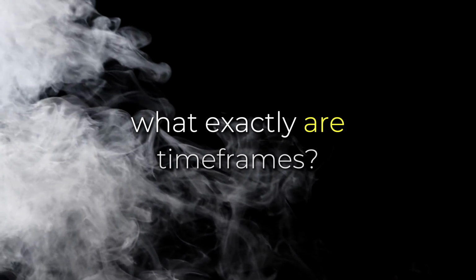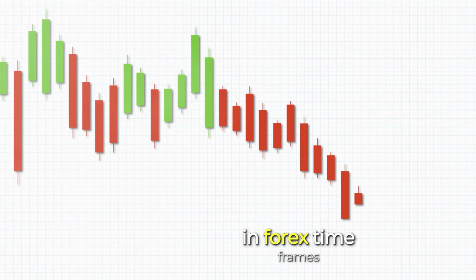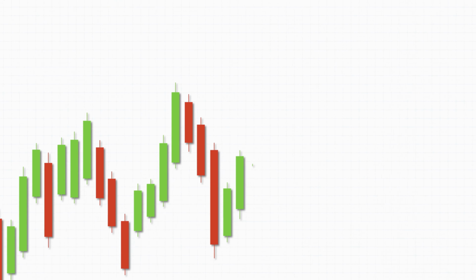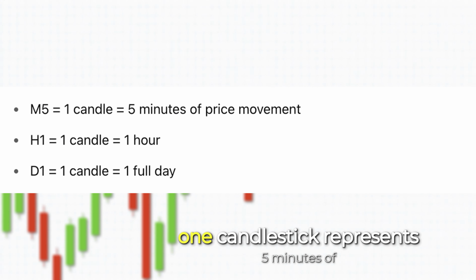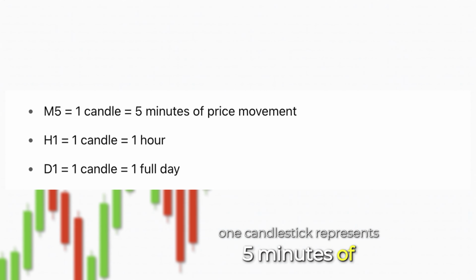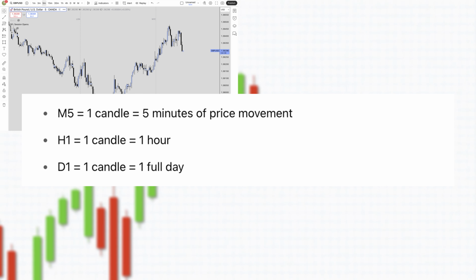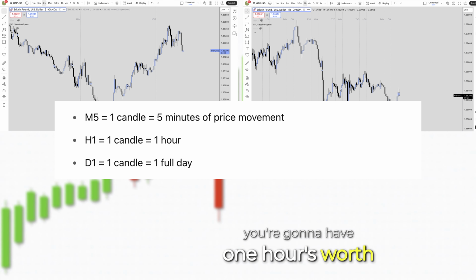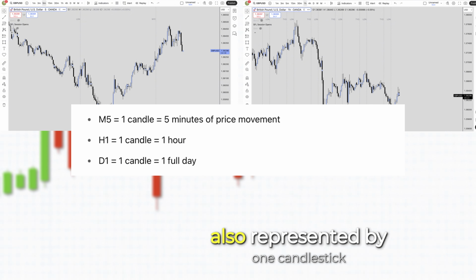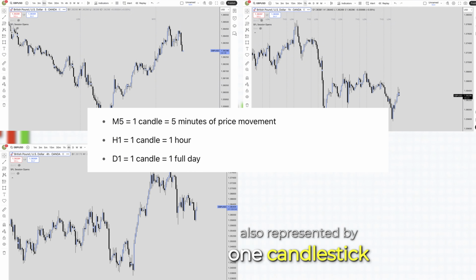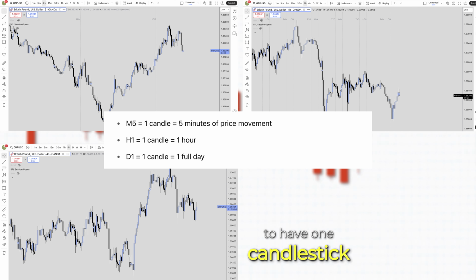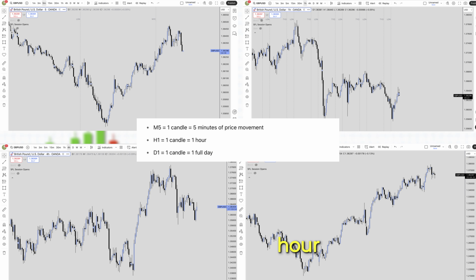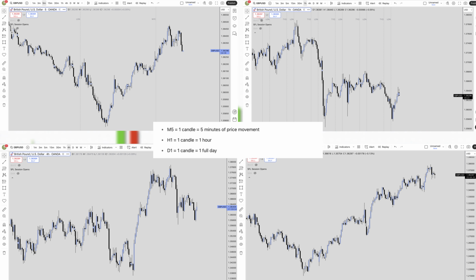So what exactly are these time frames? In Forex, time frames just tell us how much time each candlestick represents. For instance, on the 5 minutes chart, one candlestick represents 5 minutes of price movement. On the 1 hour chart, you're gonna have 1 hour's worth of price movement, also represented by one candlestick. On the daily chart, you're going to have one candlestick representing a full day's worth of price action. It's the same with a 4 hour and any other time frame charts you're going to move on to.